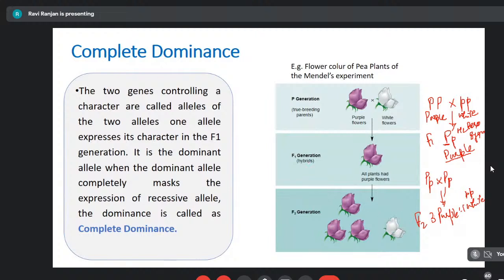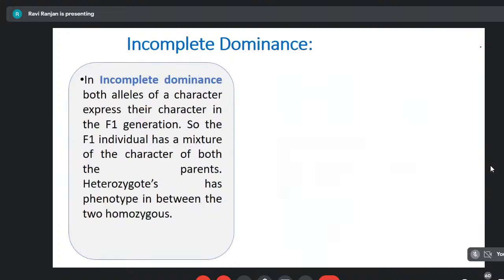So I think I don't have to explain much. You know that the phenotypic ratio for complete dominance will be 3:1, and the genotypic ratio for complete dominance will be 1:2:1. That is 1 capital P capital P, 2 capital P small p, and 1 small p small p, right? So this, I hope, is very clear to you. That is called complete dominance.